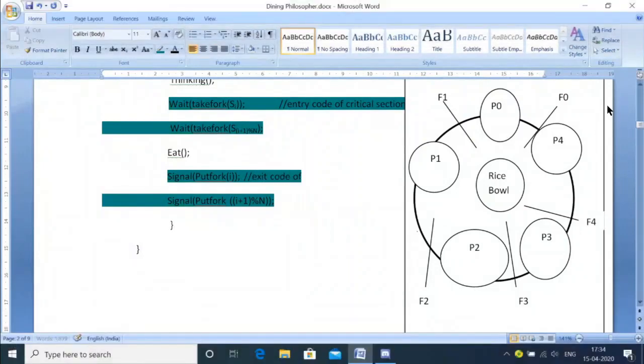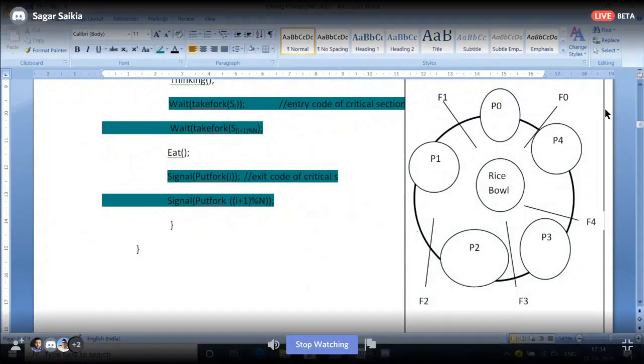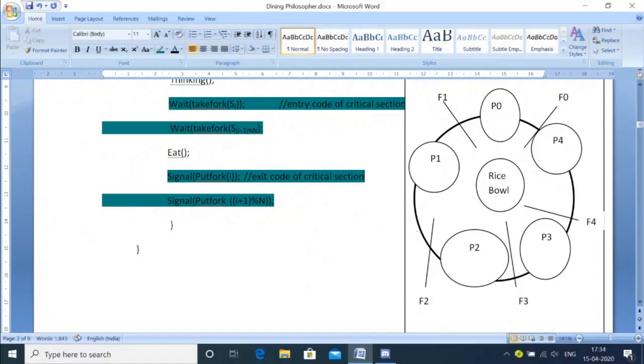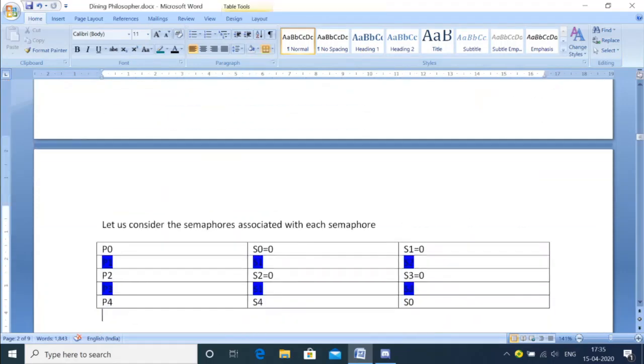So this is only for your understanding. Okay, I am writing here. Once it has done the eating, it will put the forks back. So how will it put them back? I've used the same type of function. The only difference from the code in the previous one is that here we are using the wait function. That means if one is consuming, the others have to wait, and once it is done it will signal that the forks are available, and the other process can take them.